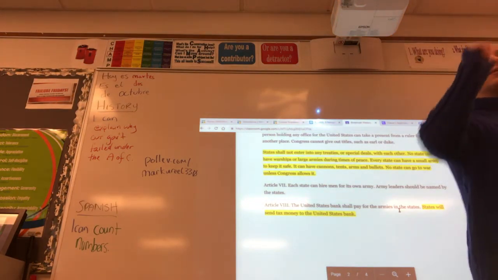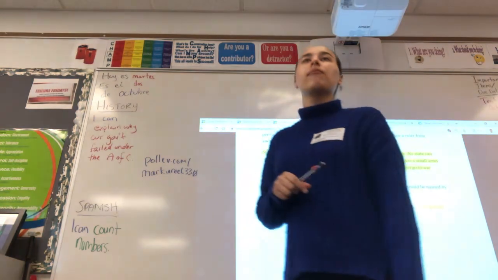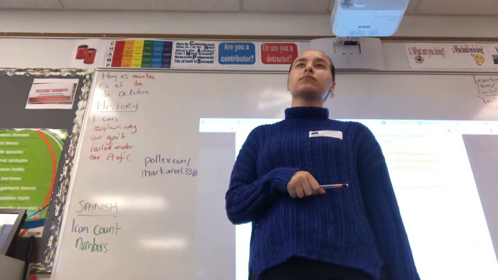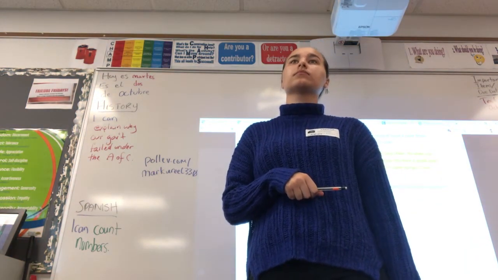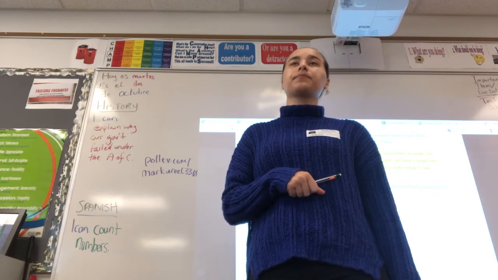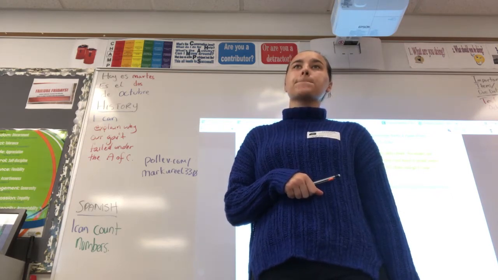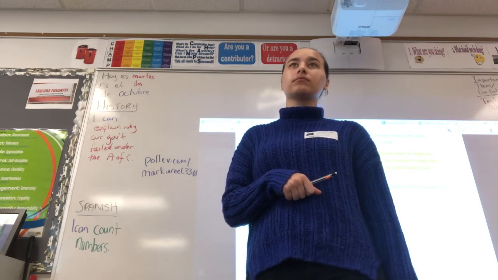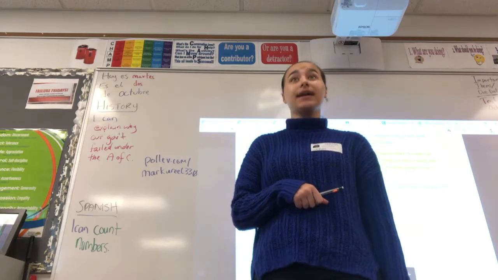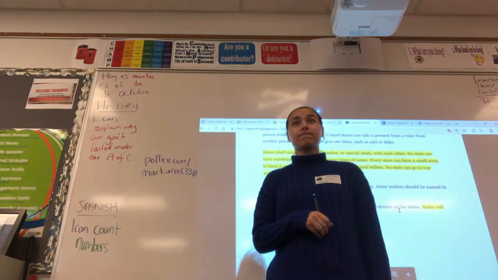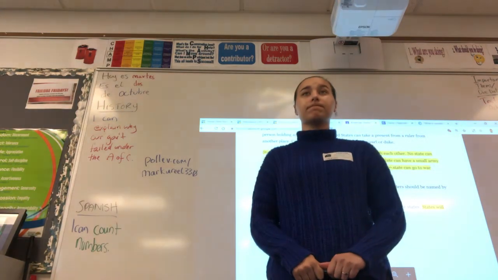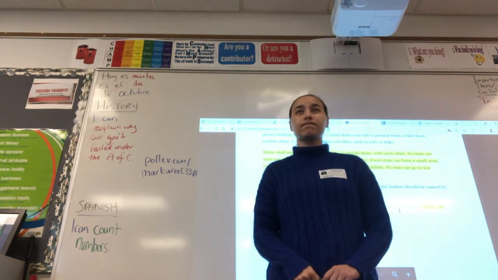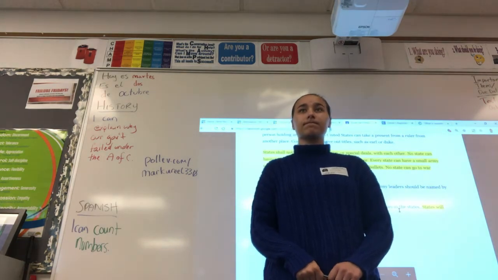Yeah. Go for it. Okay, so the first one kind of explains that the states can't make any treaties or go to war without the Congress's consent, and they can have their own army. And we said that the states are kind of like their own country because they have their own army and they can have their own kind of war thing. But also the government can decide if they want the states to go to war or not.